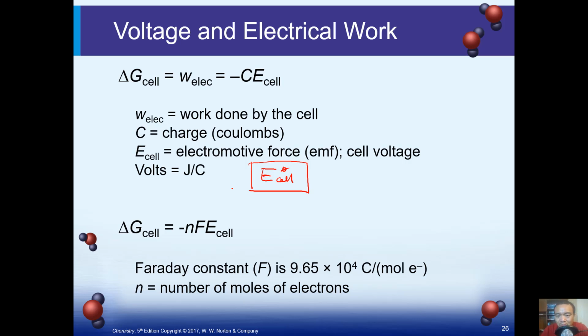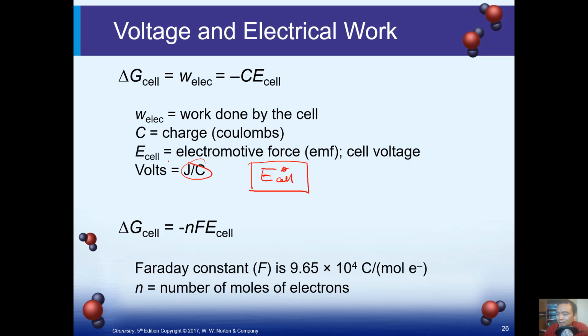The value of the cell potential gives us a measure of the driving force behind the flow of electrons. For this reason, it is sometimes called the electromotive force, or EMF. The unit for the cell potential is volts, which are equivalent to joules per coulomb. In other words, the cell voltage provides a measure of the amount of electrical work in joules that can be performed by the cell for a given transfer of electrons, because charge has the unit of coulomb.